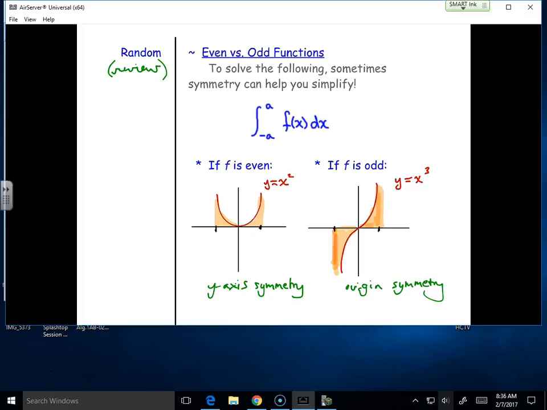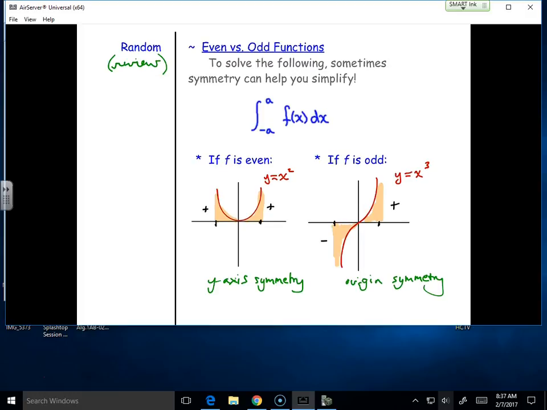They look the same numerically, right? For the even, they're the same, but they're both what sign? Positive, right? Why? Because it's above. For x cubed, they're the same, but opposite, right? They're the same but opposite.